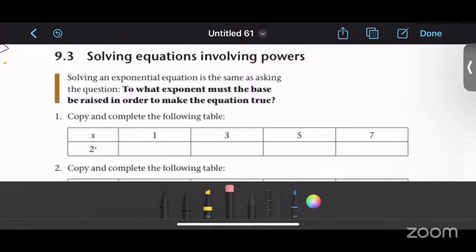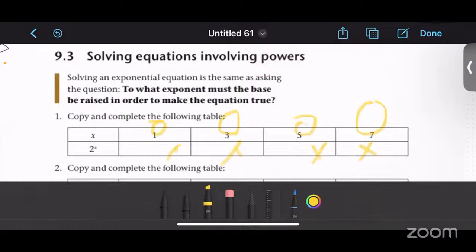So that means we're going to go to the expression 2 to the power of x, and where we see x, we're going to replace it with 1. Where we see x, we replace it with 3, then 5, then 7, in order for us to get the amounts that we're supposed to put down here.